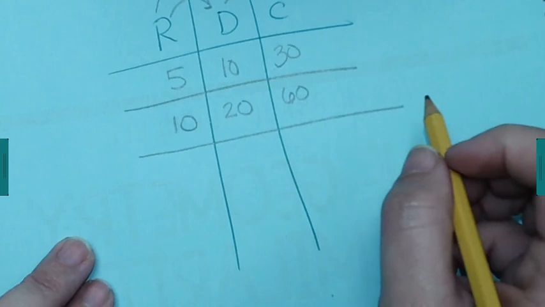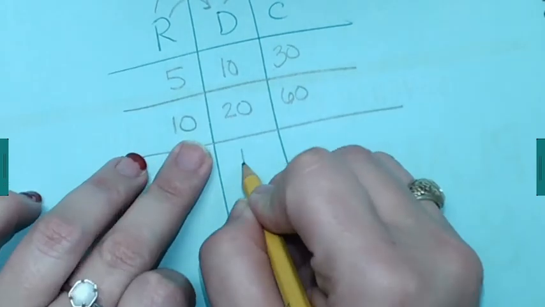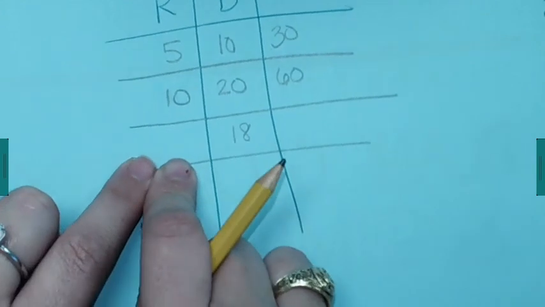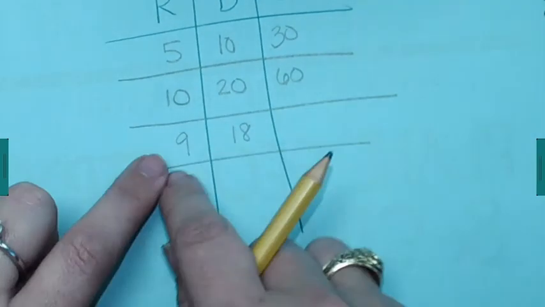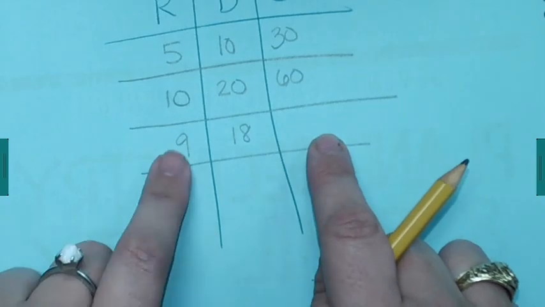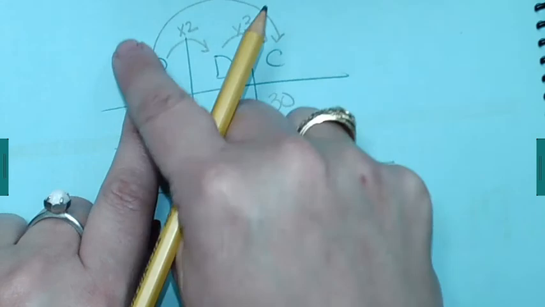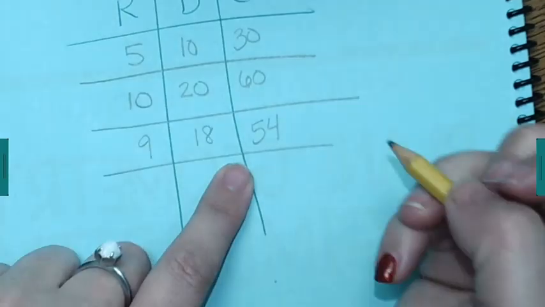Okay? All right. If I give you the diameter is 18, I want to know the radius. What's the radius? 9. And if the radius is 9, what's the circumference? How do you get from R to C? You multiply by 6. Which is? You get an answer. Good. 54.